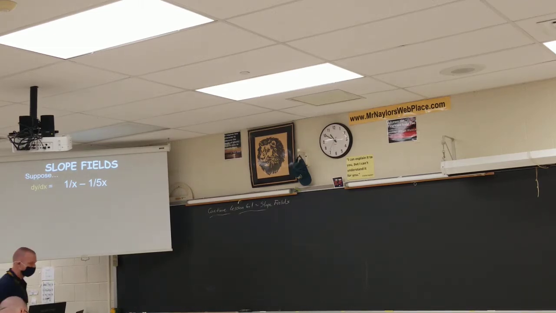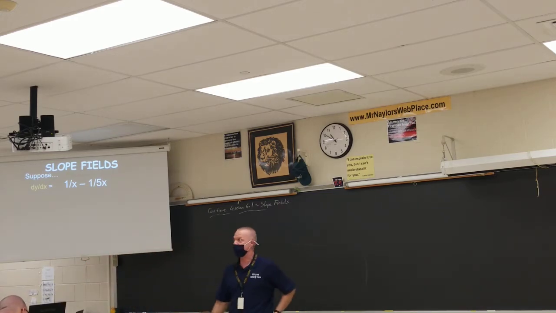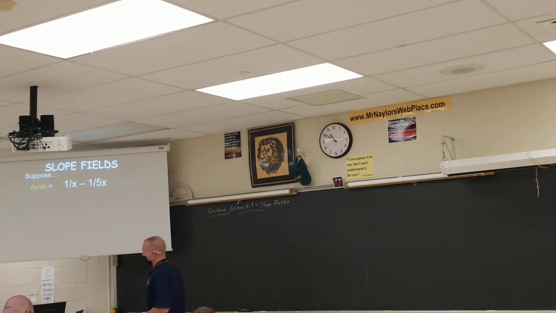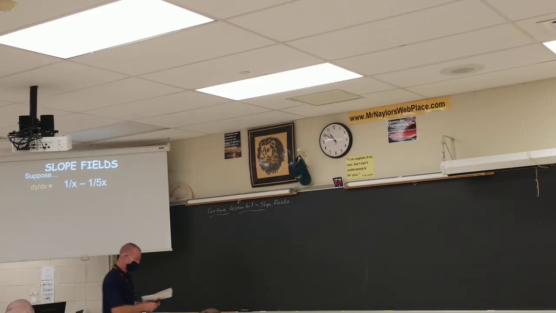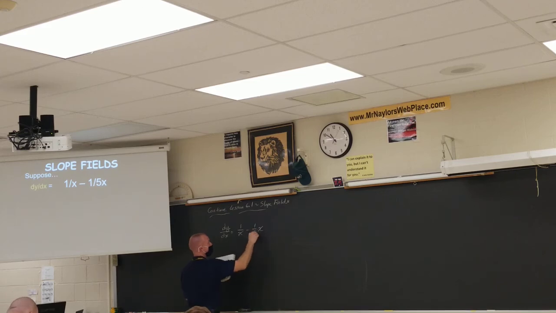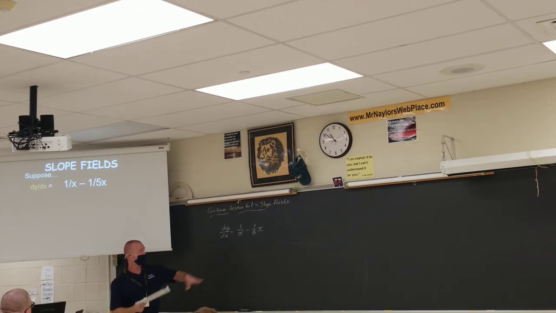Probably want to just jot this down. I don't like the way it's formatted up here. You probably want to write it like a fraction, write it as like 1 over x. And then the other one, it's not written real well up here on the screen. Let me just write it the way that it really should look. It's 1/5 x. So I apologize if you weren't sure about the second part of that. So it's 1 over x minus 1/5 x.